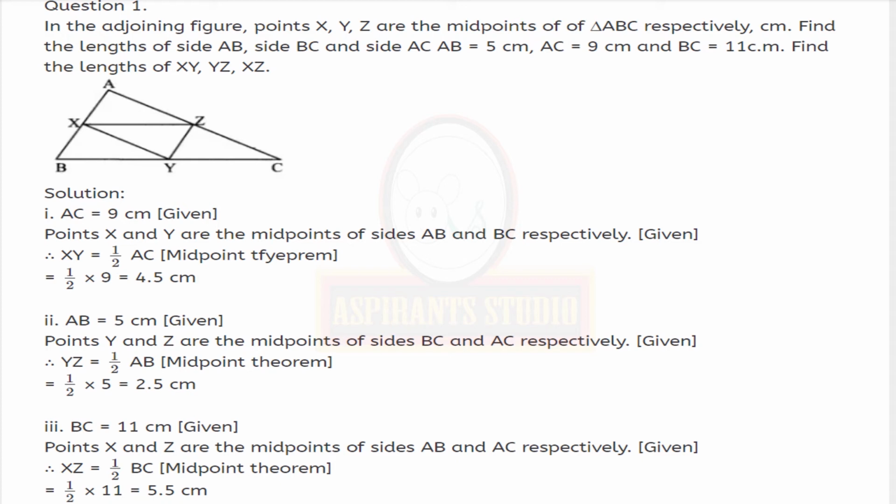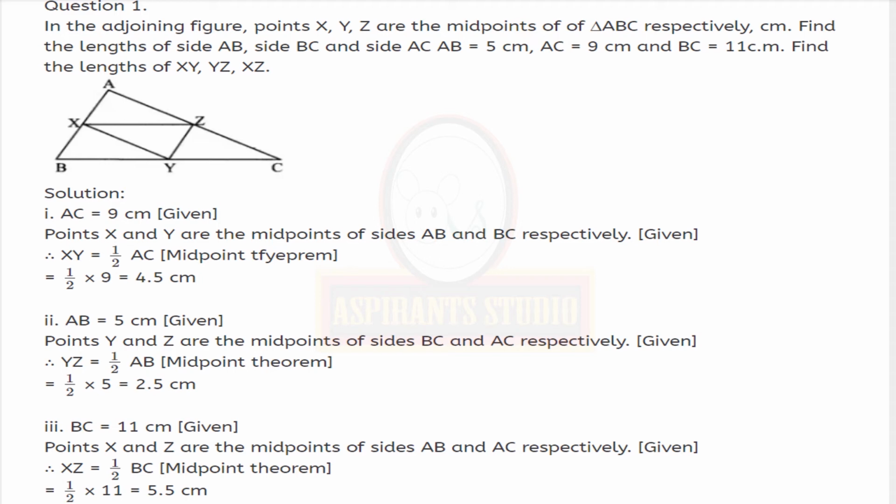Now coming to the second one, AB is equal to 5 centimeters is given. Points Y and Z are the midpoints of sides BC and AC respectively. Therefore, in triangle ABC, YZ is equal to half of the third side AB, because we have taken the line segment YZ. By midpoint theorem, YZ is equal to half of AB. That is equal to half of 5, that is equal to 2.5 centimeters.